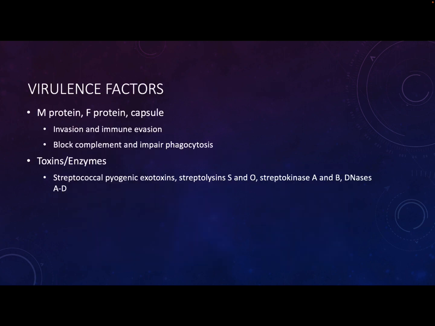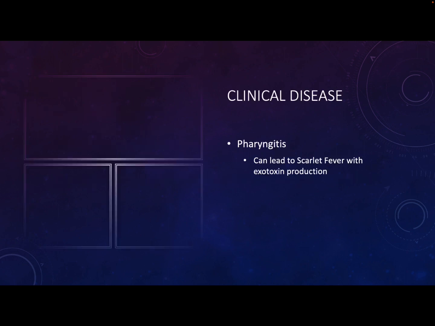They also produce toxins. So they have streptococcal pyogenic exotoxins. They can cause fever. Streptolysins cause the lysis of host cells. Streptokinases also can cause lysis of host cells, and they have enzymes that break down DNA. So they're nasty, especially group A strep is pretty nasty.